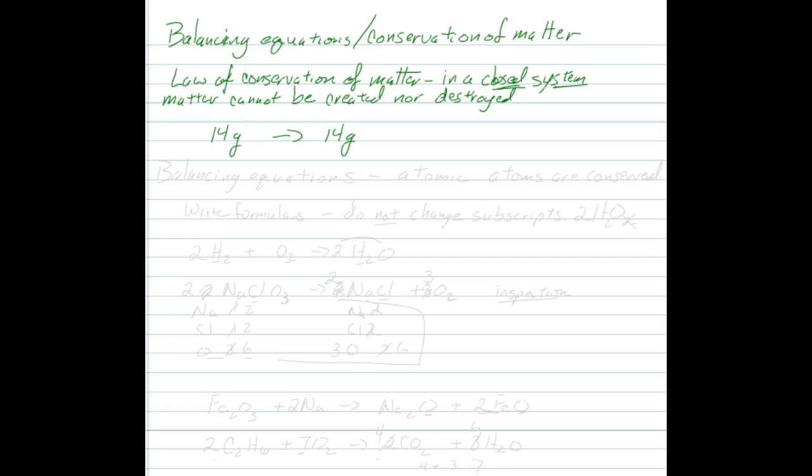When we come to balancing equations, this is the same deal, except it's on the atomic scale instead of the gram scale. So the atoms are conserved. Atoms cannot be created nor destroyed, since all matter is made out of atoms.